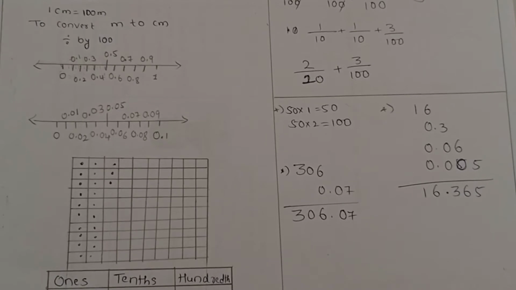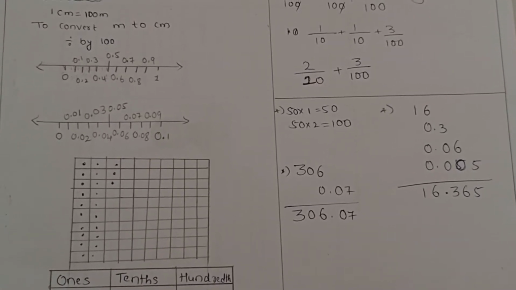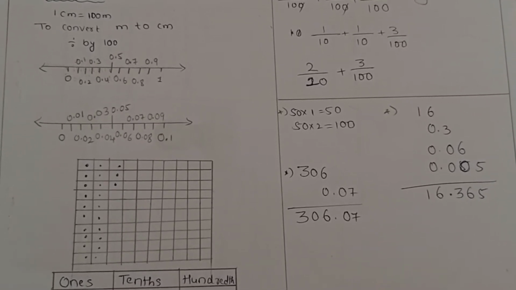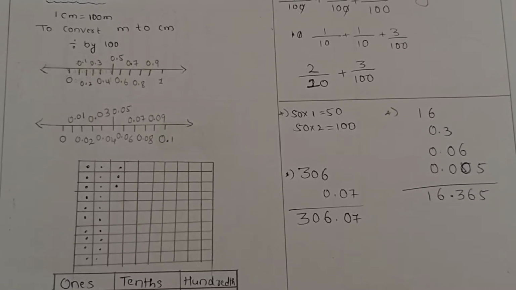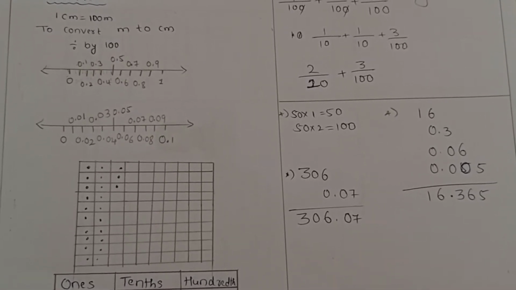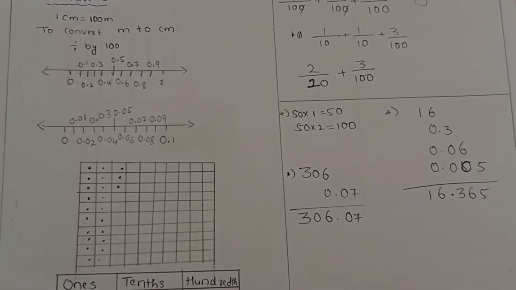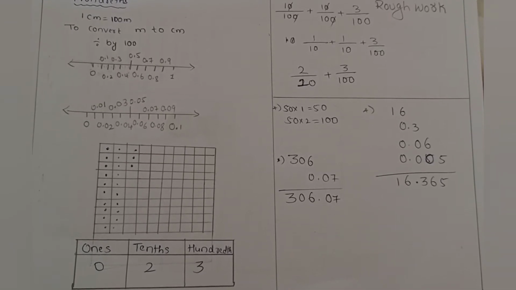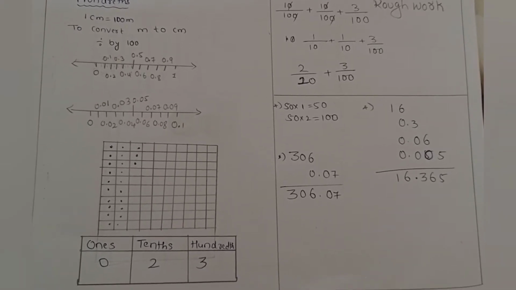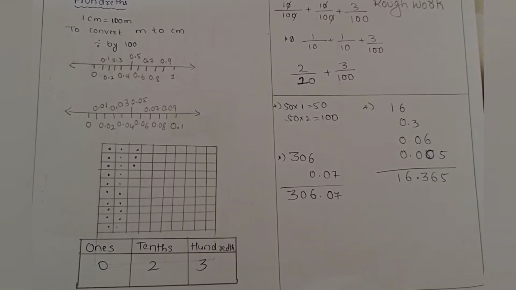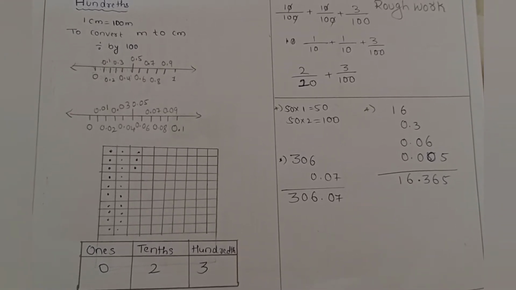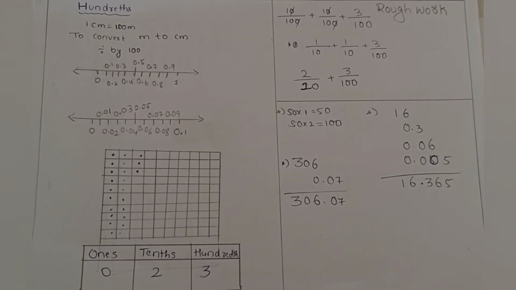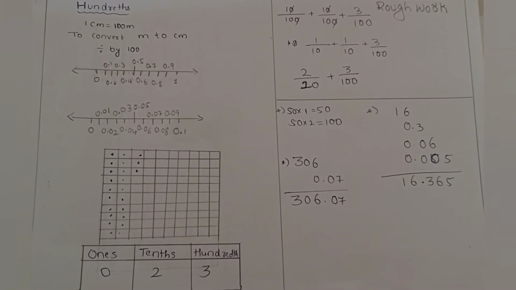Children, in the last video, what did we learn? We learned how to read and write decimal numbers and how to write place values of decimal numbers, and how to convert decimal to fraction and fraction to decimal, and write the decimal as a fraction and reduce the fraction into lowest form, right? After that, representing a decimal number on a number line, right? And conversion of millimeter to centimeter, right, children?